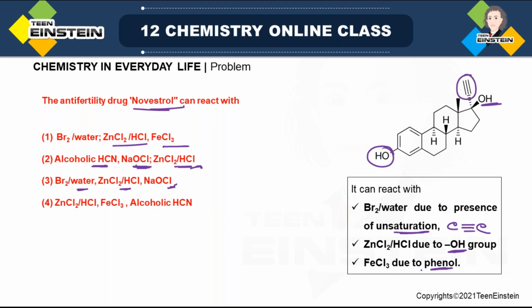NaOCl is actually an oxidizing agent, but here direct application of this type of oxidizing agent is not possible. Alcoholic HCl, where CN minus can act as a nucleophile, but that can attack only if there is any carbonyl group, but we do not have any carbonyl group, so that is why this is not correct. So considering these 3 reagents, which are present in option 1.